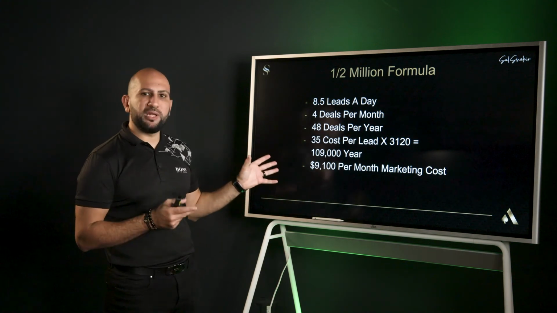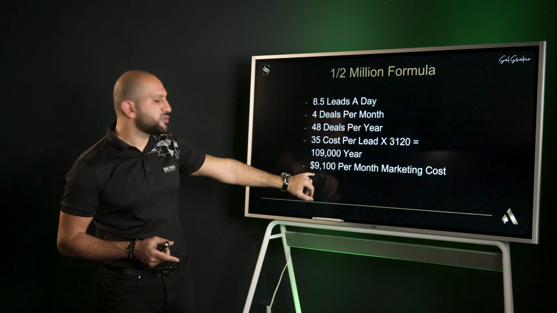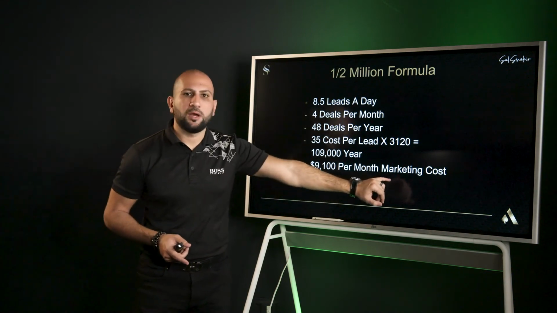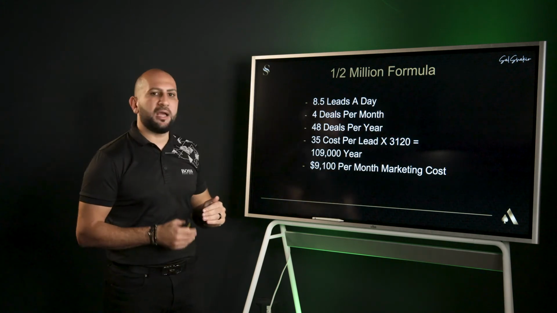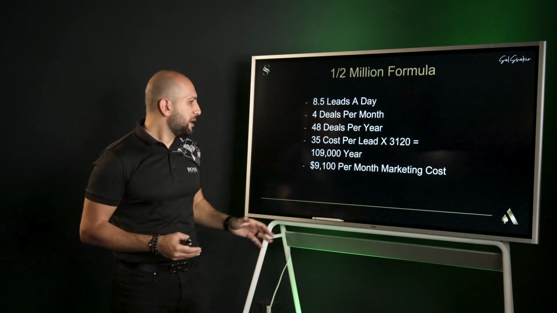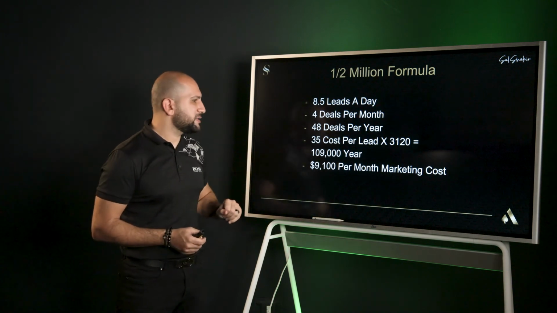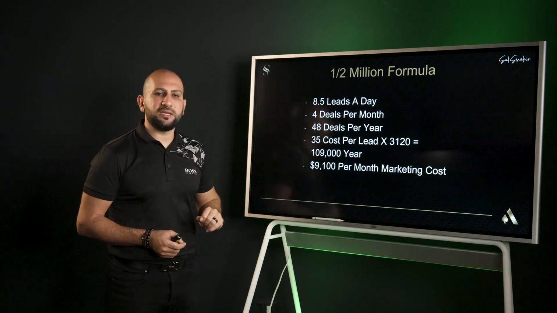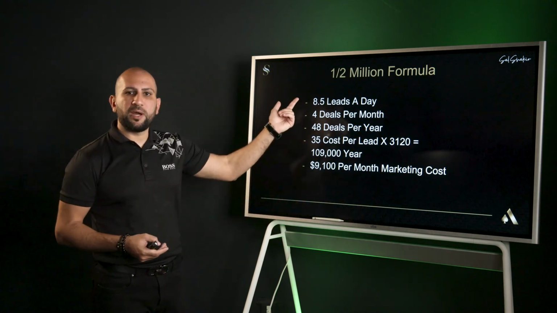And this is really reverse engineering how you can make $500,000. And obviously you don't have to start with $9,100 a month at the start because there is a ramp up period, as you assemble your team and whatnot. But this is something nice to look for. Now you need to understand that I need to spend this much money, I need to have this many deals, and I need to have this many leads, and that's really going to achieve what I'm looking for.